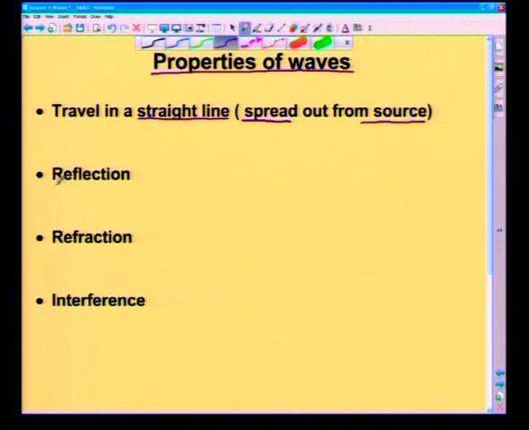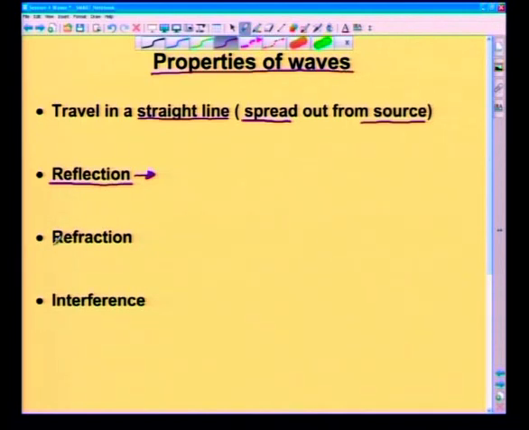Another property of waves is that waves undergo reflection. Quickly, we're not going to dwell much on this, but we need to know what reflection is. Reflection is when waves bump against an obstacle and they come back along the same path but in the opposite direction. So the waves come back along the same path in the opposite direction.